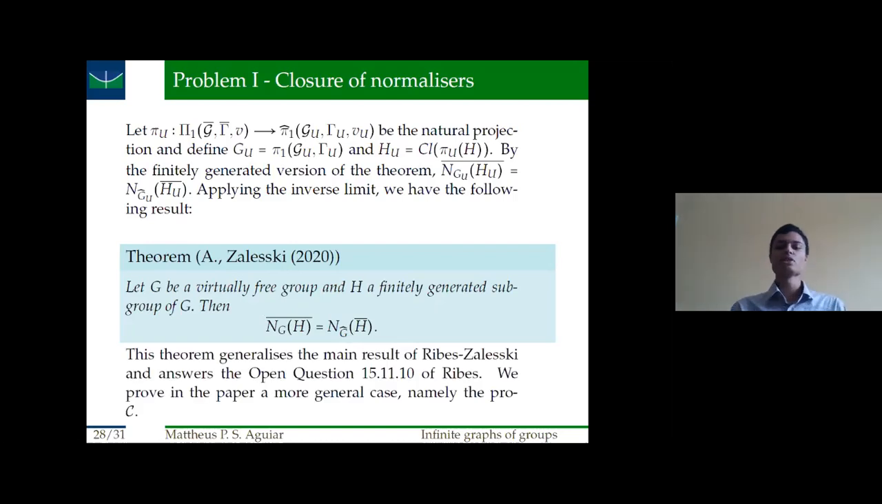So this theorem generalizes the main result of the paper by Ribes and Zalesski and answers the open question 15.11.10 of the book of Ribes. And we prove in the paper a more general case, namely the pro-C.